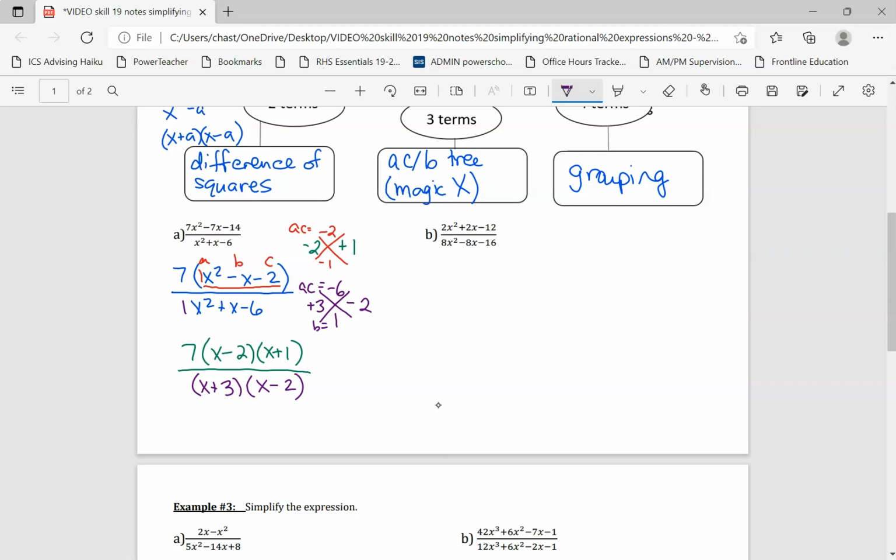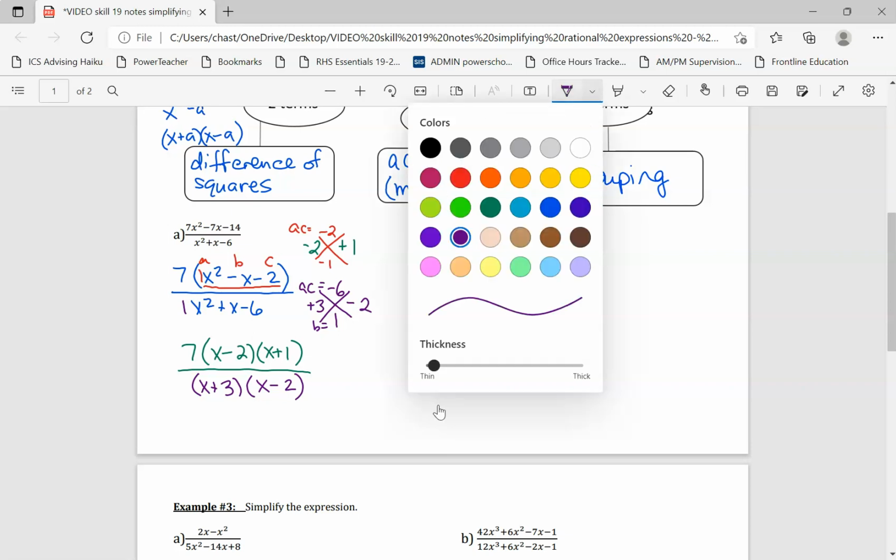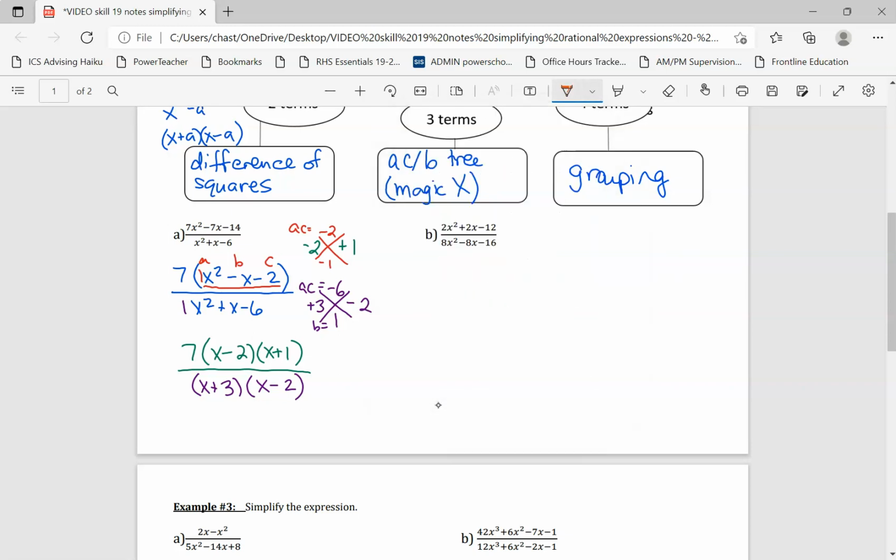Okay, so why did we do all that? Well, we did all of that because now the goal is to simplify this. You'll notice there's an x minus 2 on top and bottom, so we're going to cancel those out. And so all that's left on top is 7 times the quantity x plus 1. And on the bottom, all that's left is x plus 3.